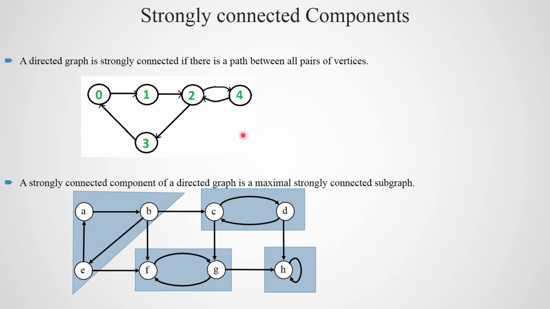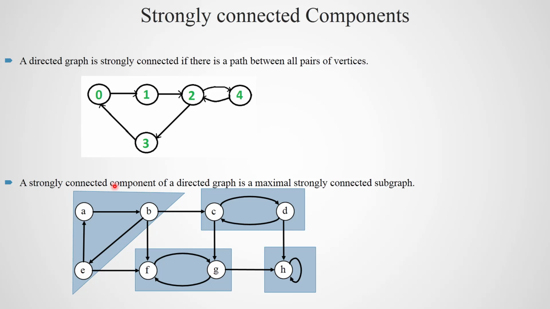A directed graph is strongly connected if there's a path between all pairs of vertices. So this term, strongly connected, is always related with directed graphs. If there's a graph in which there's a path between all pairs of vertices, then we can say such graphs are strongly connected.